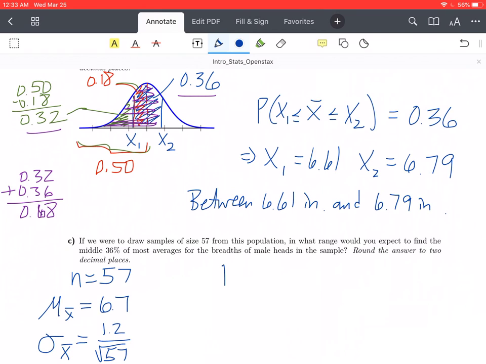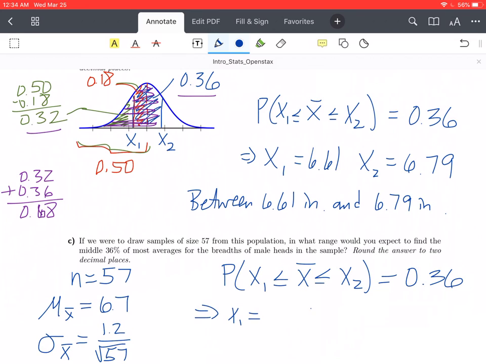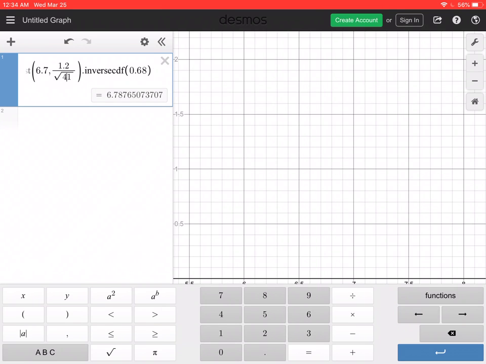And then we want the probability of x bar being between x1 and x2. We want that to be the middle 36% of the data, just like before. So we're going to use the same percentages, same probabilities we did last time. The only difference now is that our standard deviation has changed, so it's going to be 1.2 over root 57. So let's go ahead and make that change. That's going to be 57.